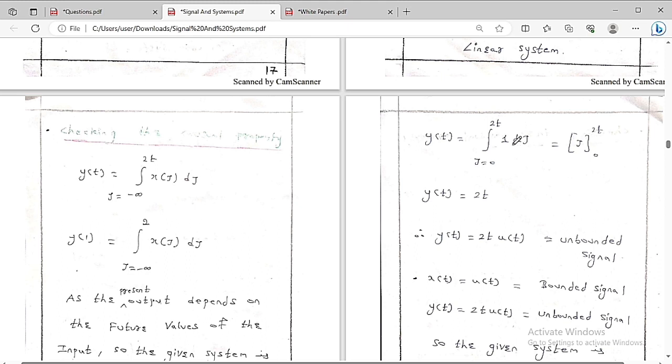U of tau is nothing but 1 there. So 1 into d tau, the integration of 1 d tau is nothing but tau. Substituting the limits 0 to 2t, upper limit minus lower limit, we get y of t equal to 2t. So finally, I can say y of t is nothing but 2t into u of t.